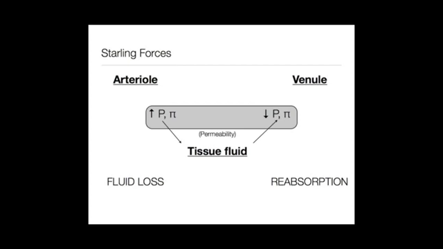As we move more towards the end of the capillary beds and the draining venules, the pressure is a lot less, and the oncotic pressure of the blood then results in reabsorption of fluid from the tissues. So at the arteriolar end, you get fluid loss driven by increased pressure, while at the venule end, you get reabsorption driven by reduced pressure and the oncotic pressure of the plasma. And permeability, while usually constant, can be changed in disease.